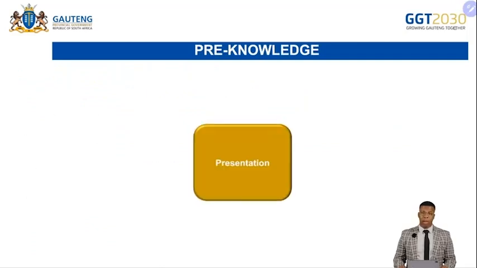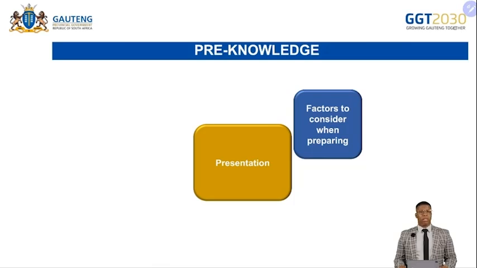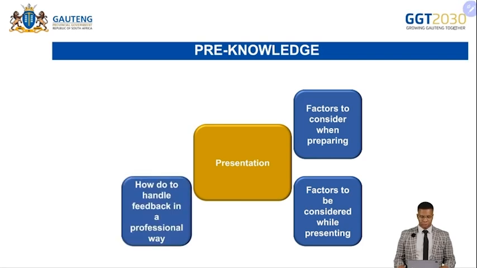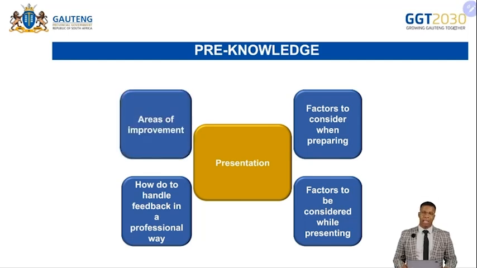Pre-knowledge, this is what we covered in our previous lesson. So in our previous lesson, we looked into presentation and we started by looking into factors to be considered when preparing a presentation, together with factors to be considered while presenting. We also looked into ways in which the presenter would have to handle feedback in a professional way, together with areas of improvement for the next presentation.